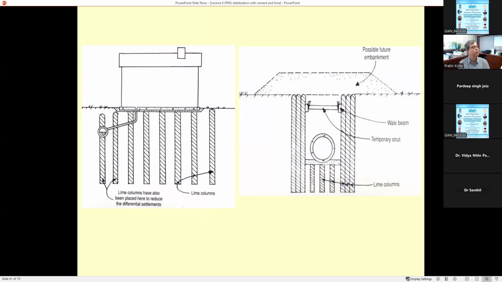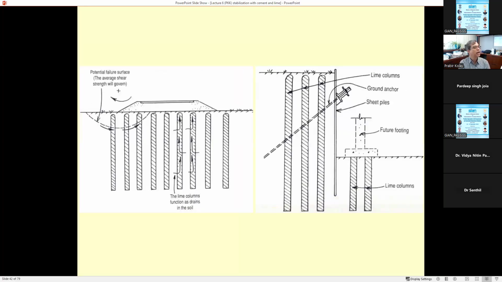So these are some examples of how we can use lime columns. There is a lime column, and people construct lightweight structures on top of it. It can be used for an embankment also. You can construct on this lime column, and the same thing applies: with the lime column, there is an embankment on top. It can be used for a ground anchor, with a sheet pile wall and the ground anchor as well, using this lime column. And you can also use it for footings or foundations.